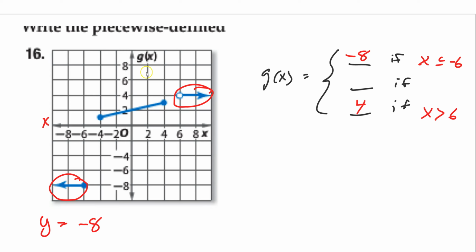So all I gotta do now is the middle one. There's 2 ways to do the middle one. You could do y minus y1 equals m times x minus x1. Find a slope, find a point, plug it in. Or you could do this.